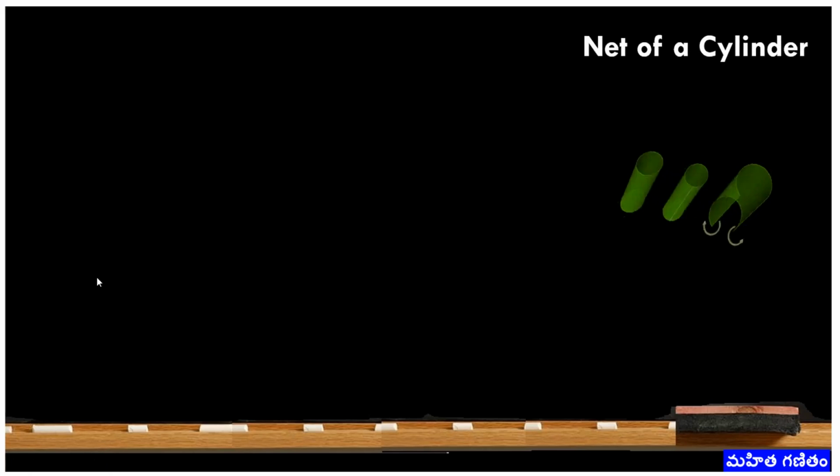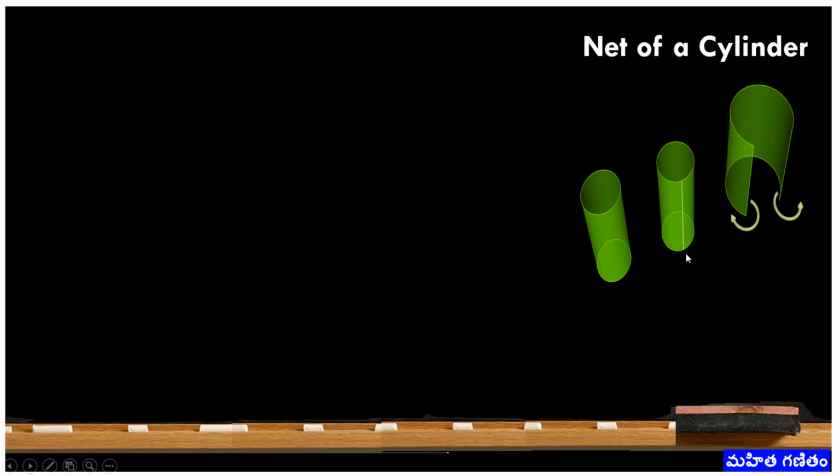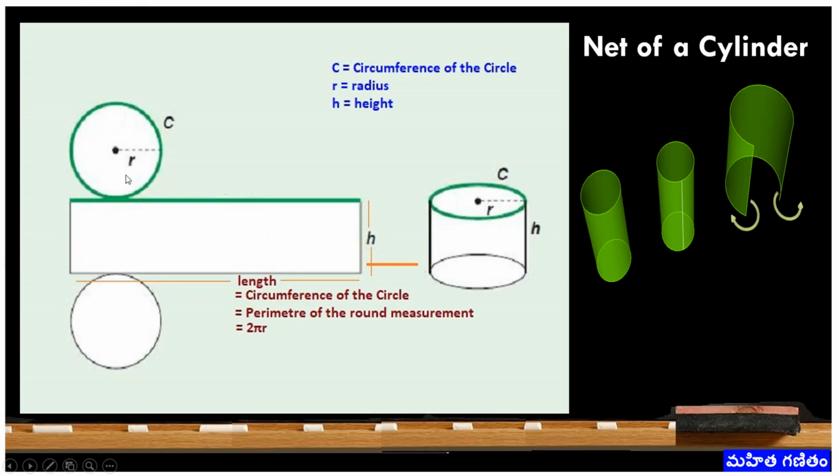What is the net of a cylinder? Take a cylinder, cut it with scissors and open it. Then it becomes like this. This is the top circle, this is the bottom circle, and the curved surface became a rectangular shape. What is the length of the rectangular shape? The circumference of the circle, that is, the perimeter of the round measurement. That is 2 pi r. Length is 2 pi r. What is the height of the rectangle? The height of the cylinder, that is h.